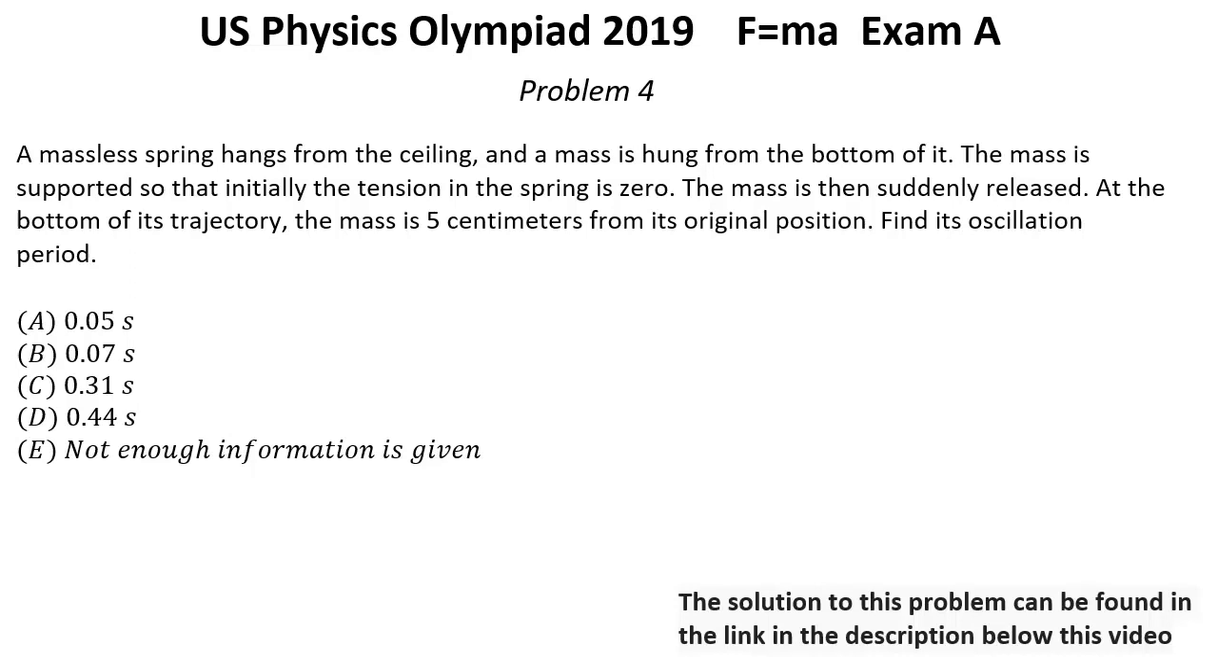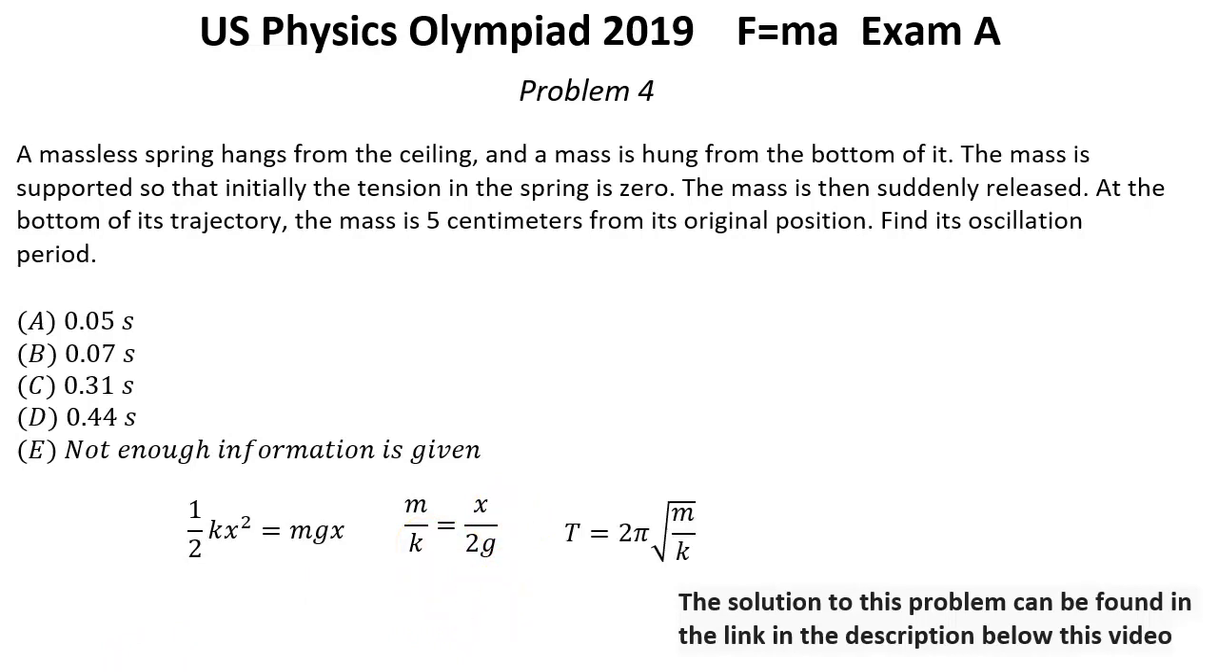Here we can use energy conservation, because if we take this mass and release it, it will go to a point where the whole gravitational potential energy moves into the potential energy of the stretched spring. So that will be 1/2 kx squared equals mgx, where x is 5 cm. From here we can find that mass over spring constant equals x over 2g.